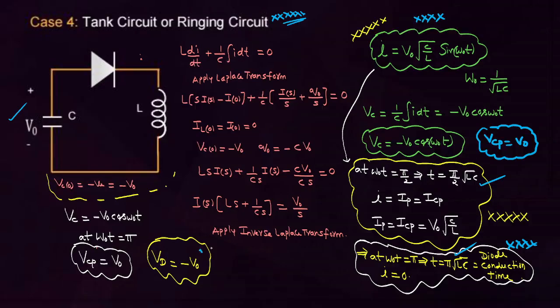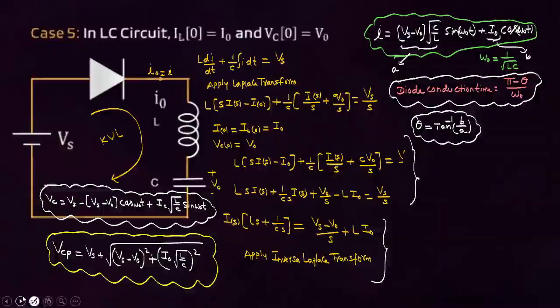Finally, what is the voltage across the diode? Minus V0. What is the peak voltage across the capacitor? V0. These formulas are for the tank circuit. A tank circuit is also an LC circuit, but there is no supply voltage here.